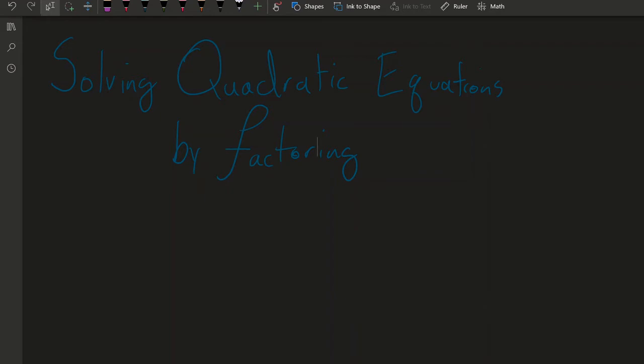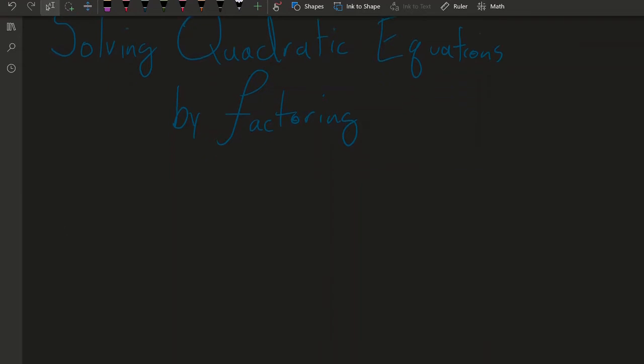Today we're going to talk about solving quadratic equations by factoring. Now, this is one of the biggest ideas in all of Algebra 1. We're going to use this a lot, but today we're going to start off very slowly. So I want you to think of this equation right here. X squared plus 5x plus 6 is equal to 0.